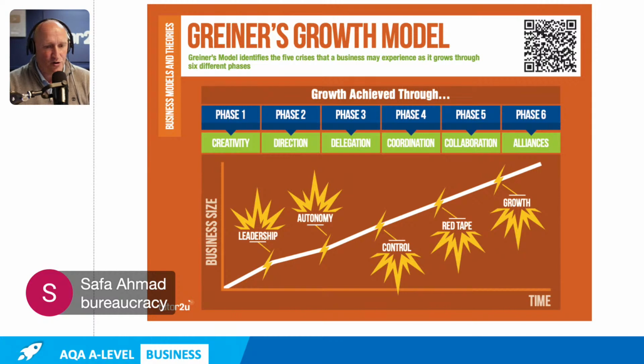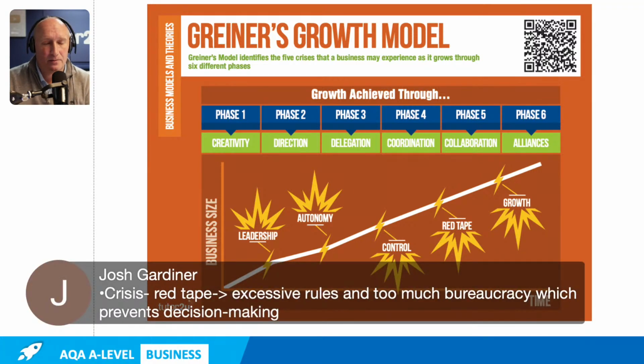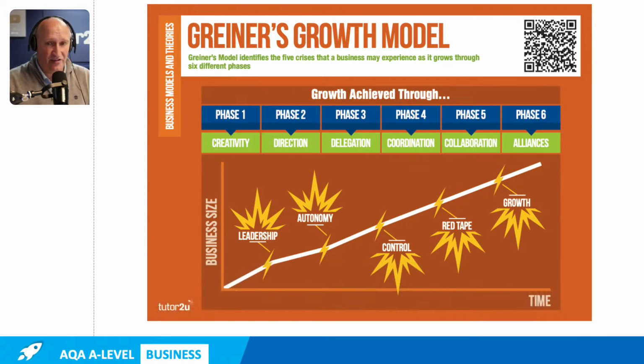Oh, fantastic from Josh as well. That's an even better response. The crisis of red tape, excessive rules, too many rules, too much bureaucracy. And a big consequence of this is it prevents effective decision making. And it also is often associated with failing to scan and be on top of what's happening in the external environment. Therefore, it's very closely linked to the model of strategic drift, which of course is also examinable. So I would look out for that this afternoon.